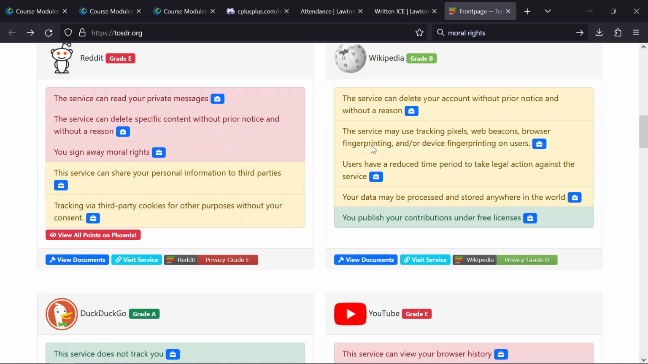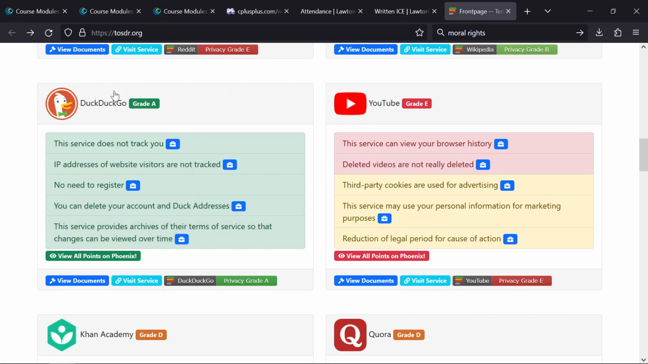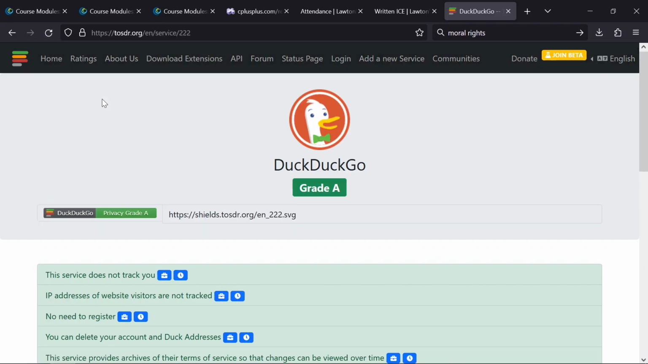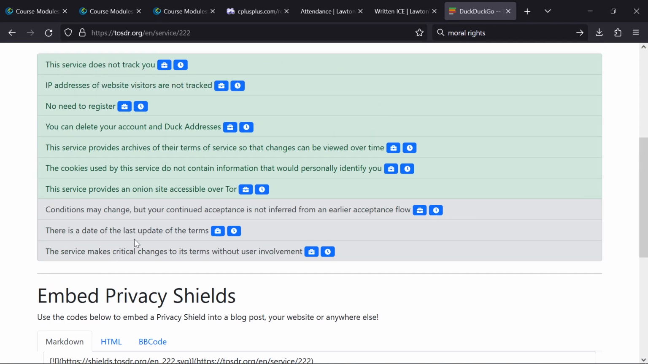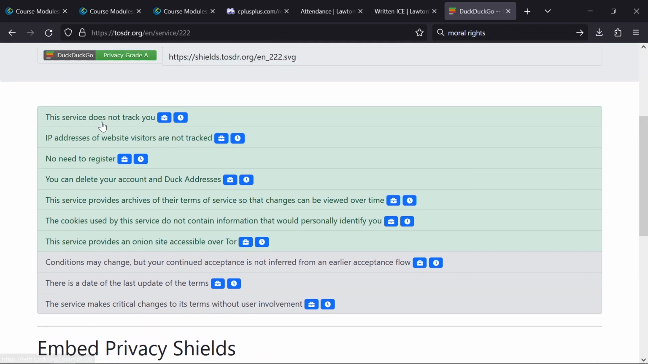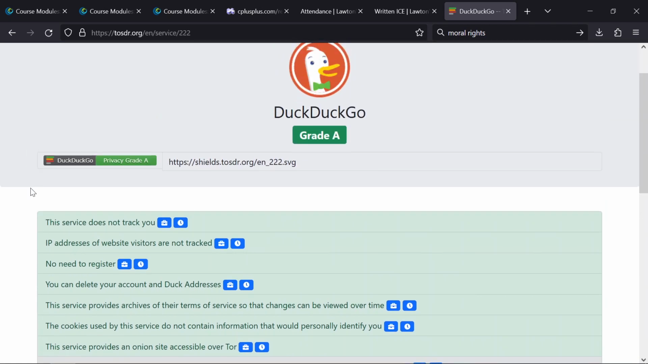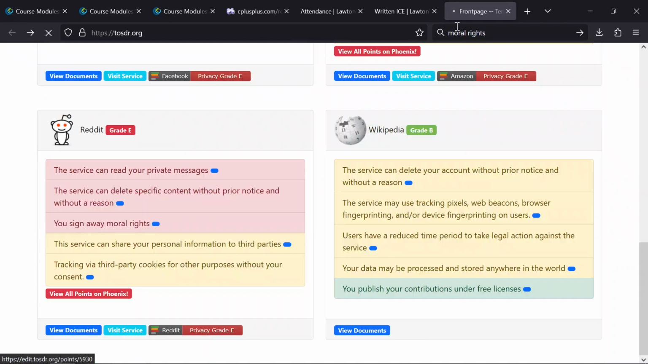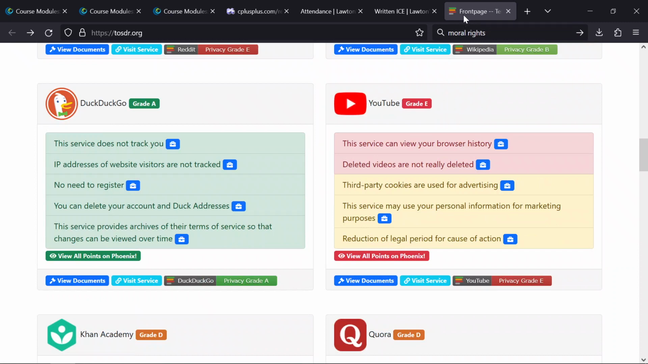DuckDuckGo, I guess. Grade A. Wikipedia is grade B. DuckDuckGo is a free search engine, and maybe we all want to use it now over Google. Look at all those green things. Does not track you. Does not even track your IP address. Can delete your account. All those nice things. So consider using DuckDuckGo as a replacement to Google. And then you're good. So yeah, that's fun.